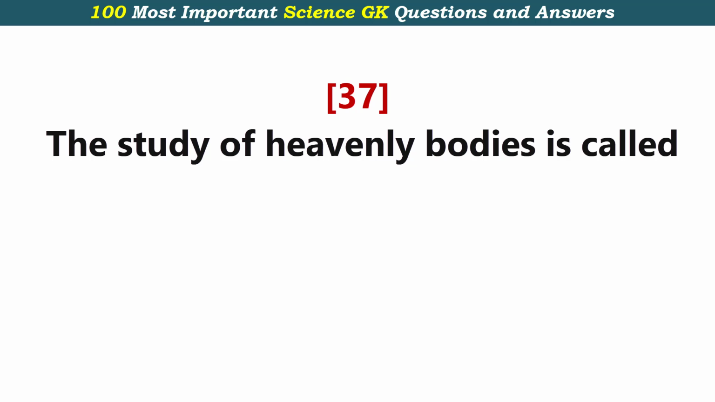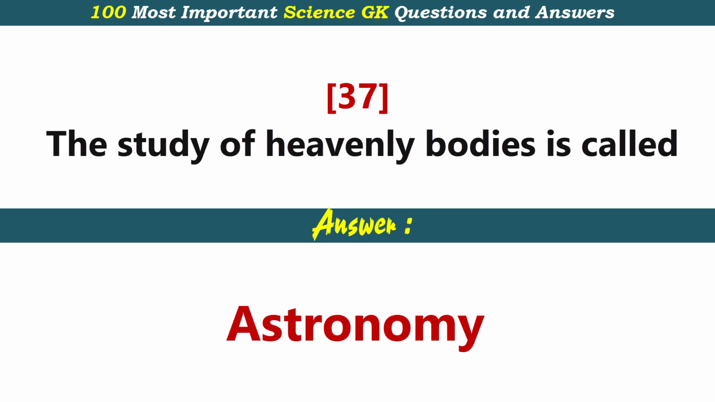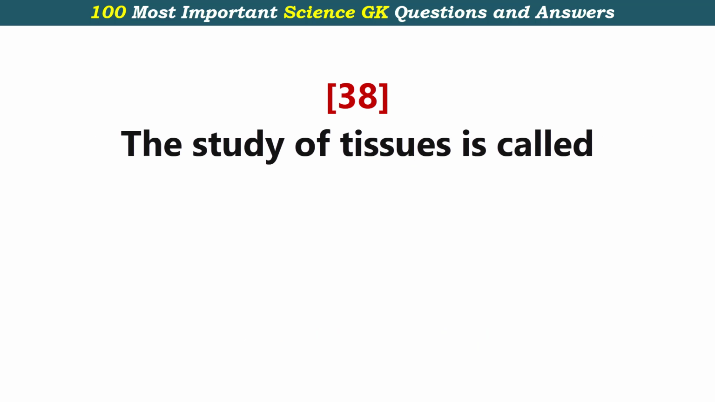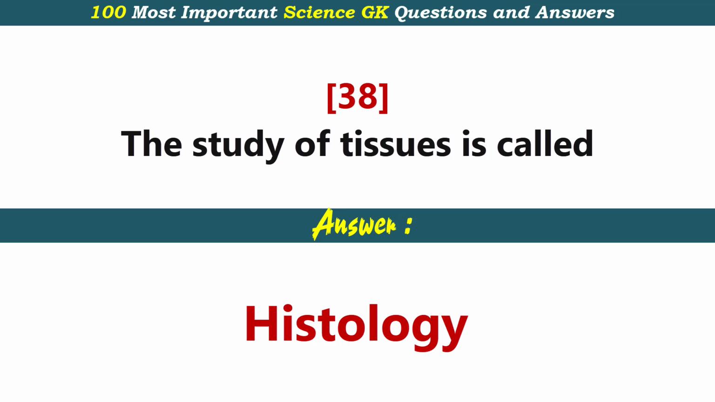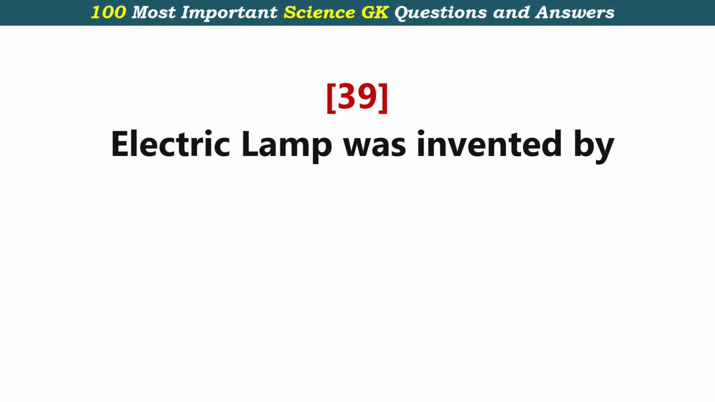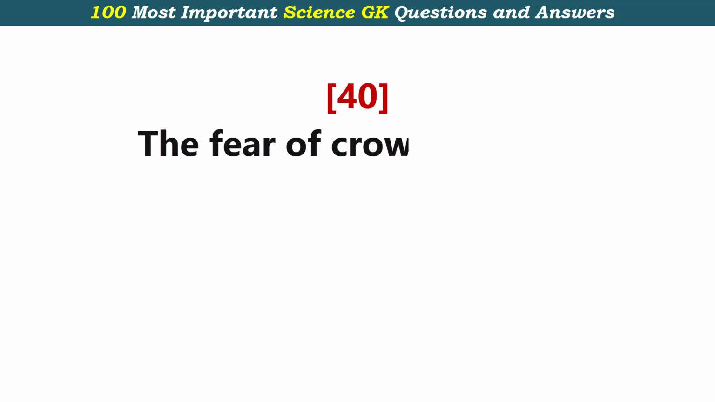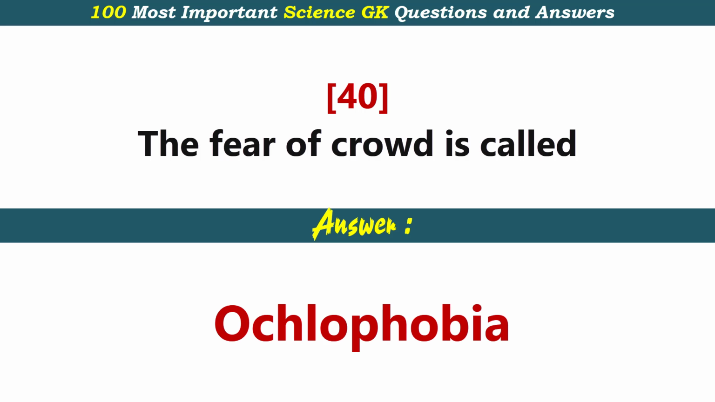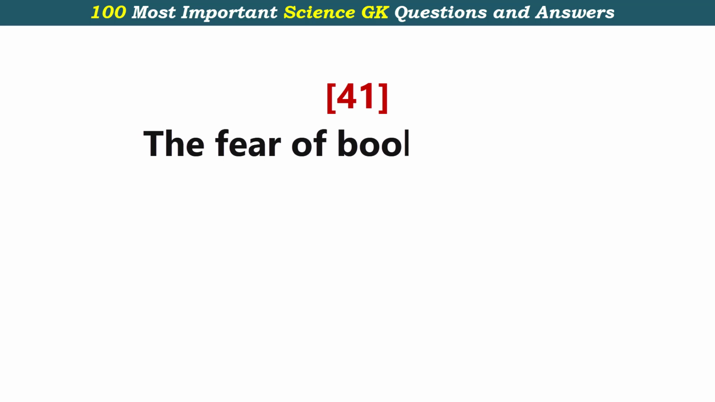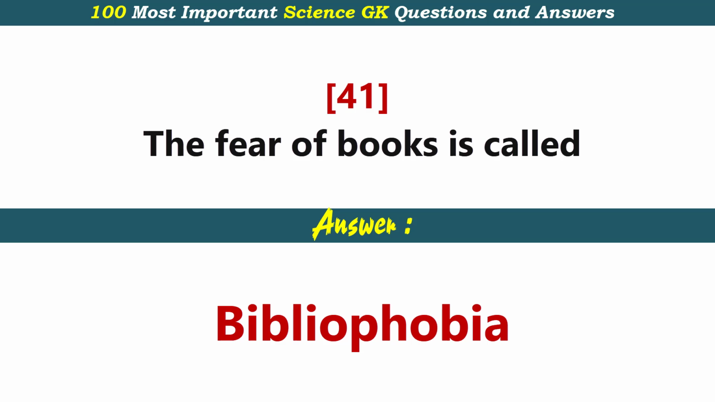The study of heavenly bodies is called? Answer: Astronomy. The study of tissues is called? Answer: Histology. Electric lamp was invented by? Answer: Thomas Alva Edison. The fear of crowd is called? Answer: Ochlophobia. The fear of books is called? Answer: Bibliophobia.